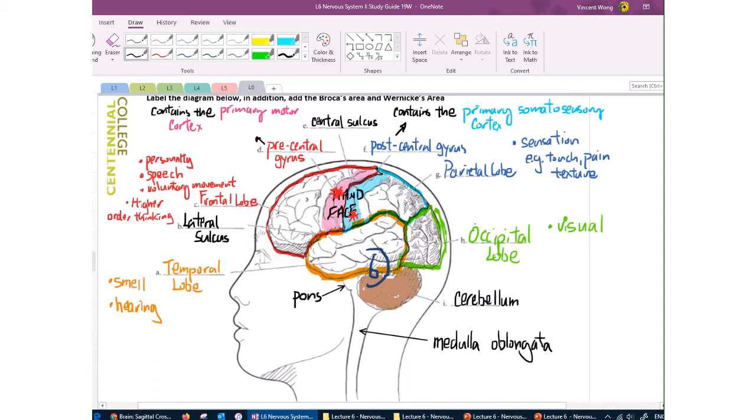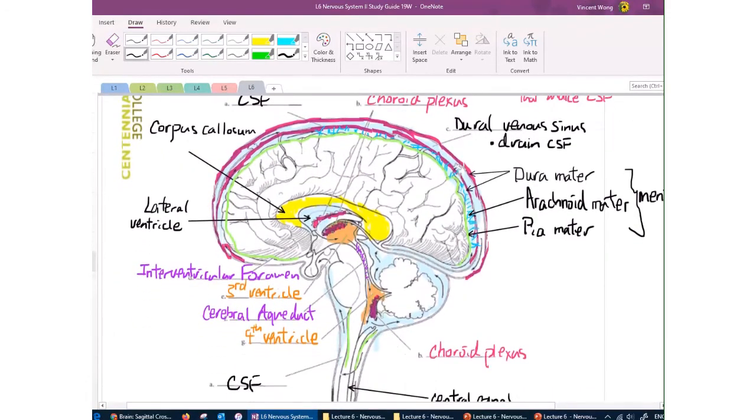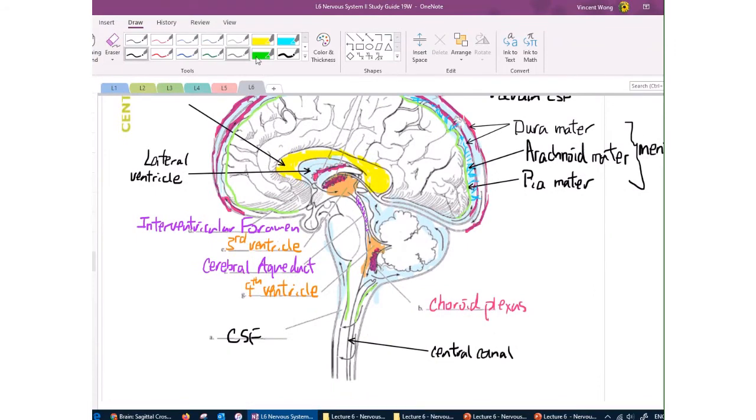Okay, so just to help you reorient yourself, I'm going to go back to this diagram, and here you can see this is the cerebellum. This is the pons. Right? So between the pons and the cerebellum, that's where you will find the fourth ventricle. Okay, pons, cerebellum.